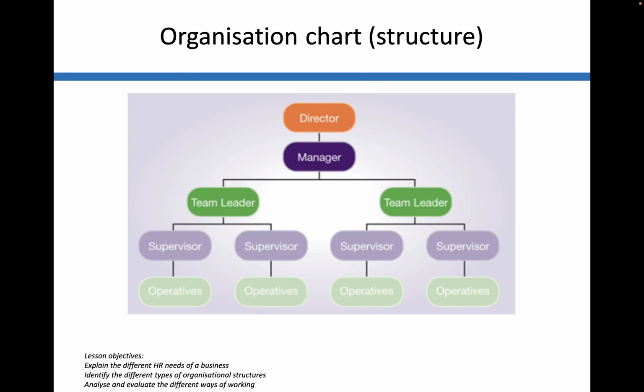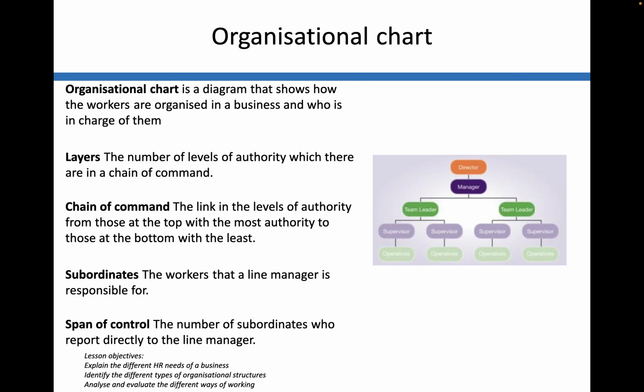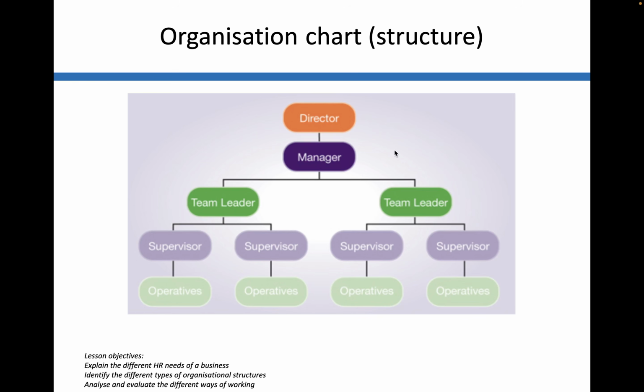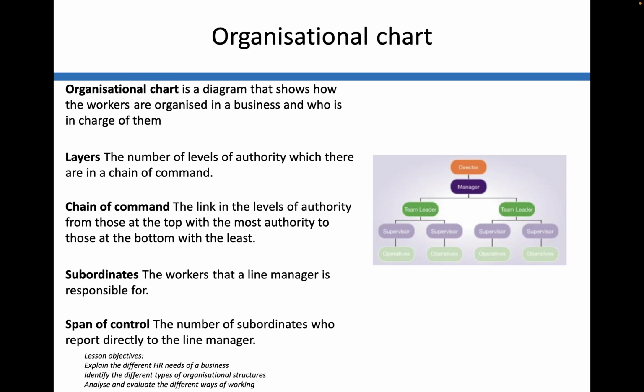Layers are the different levels of authority. So we've got 1 at the top, 2, 3, 4, 5 layers in this organisational chart. Chain of command are the links and the levels of authority. So for example, if we say what is the chain of command from the director to the team leader on the right hand side, it will go director, manager, team leader.